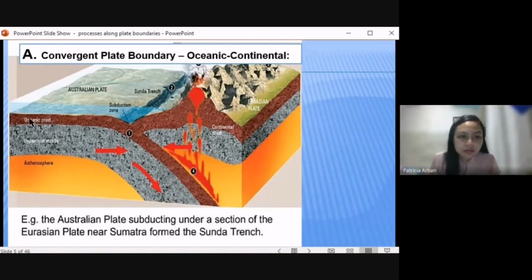Again, the process involved here is the subduction process, or the sinking of the denser oceanic crust. And then there is the formation of the subduction zone and the formation of the trench. Also, there is the formation of the volcanic arc.